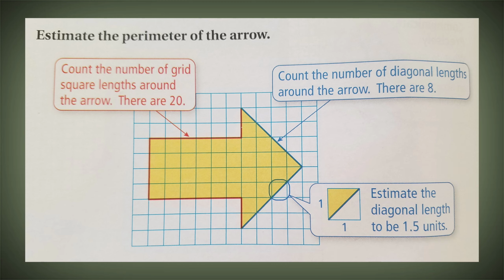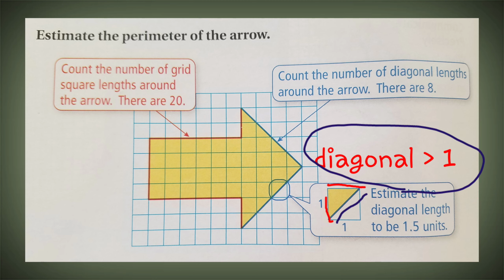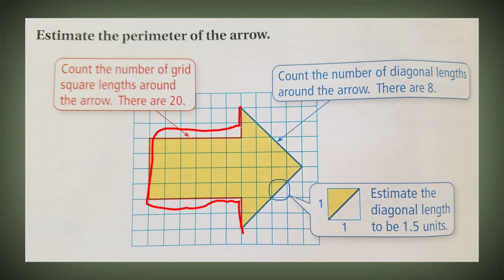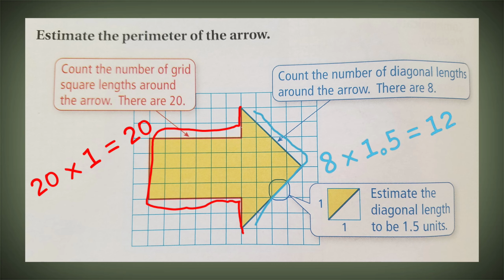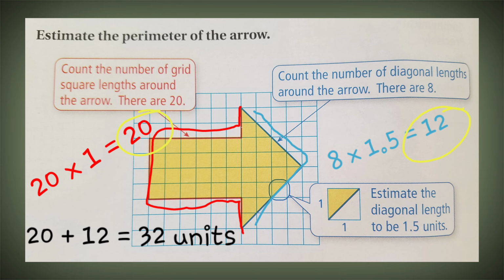That makes sense. We know the diagonal part of the square is going to be larger than 1 because we're already looking at both sides and those are counted as 1. The diagonal that cuts through it is going to be larger than 1. So the grid square lengths in red are each equal to 1, and there are 20 of those. 20 times 1 is 20. We counted 8 diagonal lengths, and they were each figured out to be 1.5 units. So 8 times 1.5 is 12. Then all that's left to do to figure out the perimeter is to add 20 and 12, which makes 32. So we can estimate that the perimeter of the arrow is 32 units.